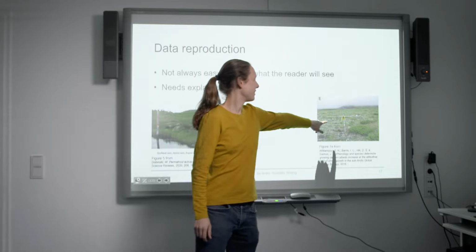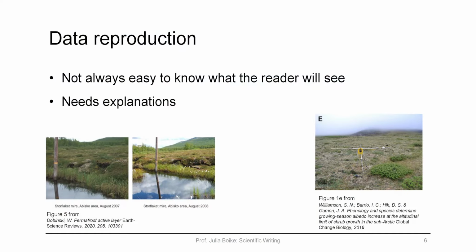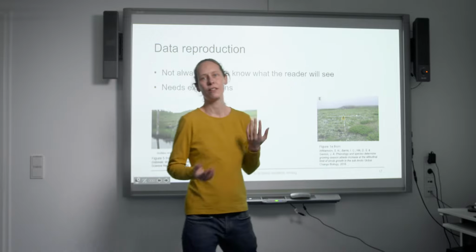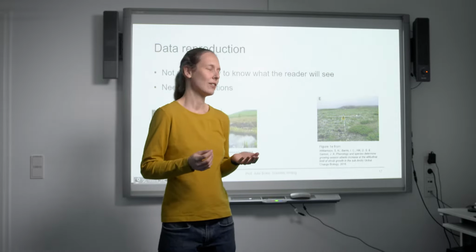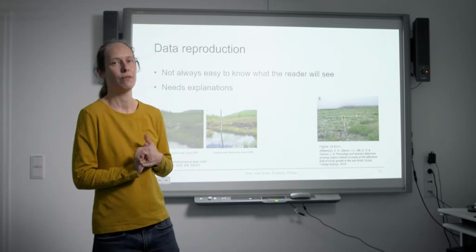And this example is an even more drastic one, because in this paper they compared the albedo, so how much of the sunlight is reflected from different vegetation types. And it's a very well-known fact in literature that shrubs reflect less radiation, less sunlight than tundra without shrubs. So this here is the tundra without shrubs. It contains a lot of lichen, so it's brighter than the shrub patch. That's what everybody always measured and wrote about.